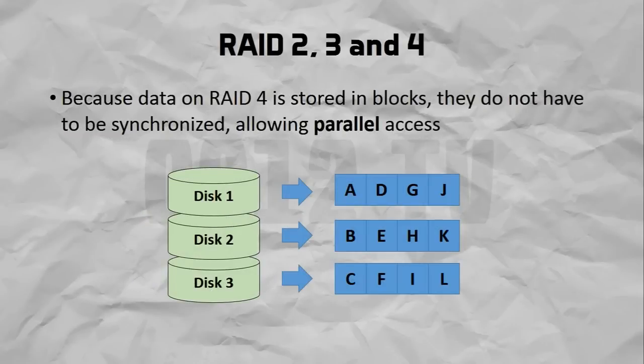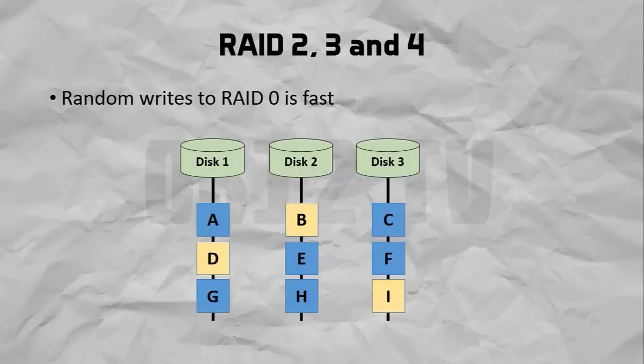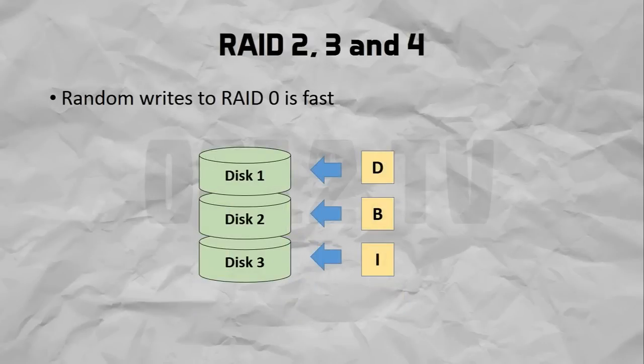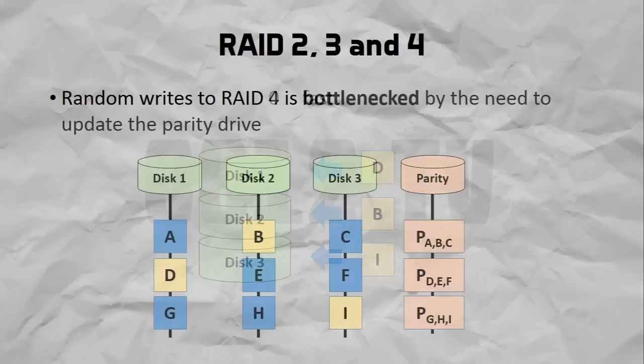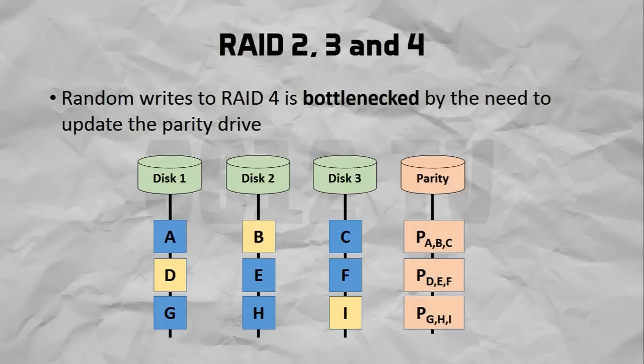RAID 4, on the other hand, stores data in blocks. As such, they don't have to be synchronized together, and well, you get the same advantage when it comes to parallel access. Now, here's another disadvantage of RAID 4. If we were to take a look at RAID 0 first, you realize that if we were to write to random blocks on a RAID 0 array, that's very fast because, well, at the end of the day, all you're doing is writing a small number of blocks to a large number of disks. In a technology like RAID 4, this is almost similar, but unfortunately, the need to also update the parity causes a bottleneck.